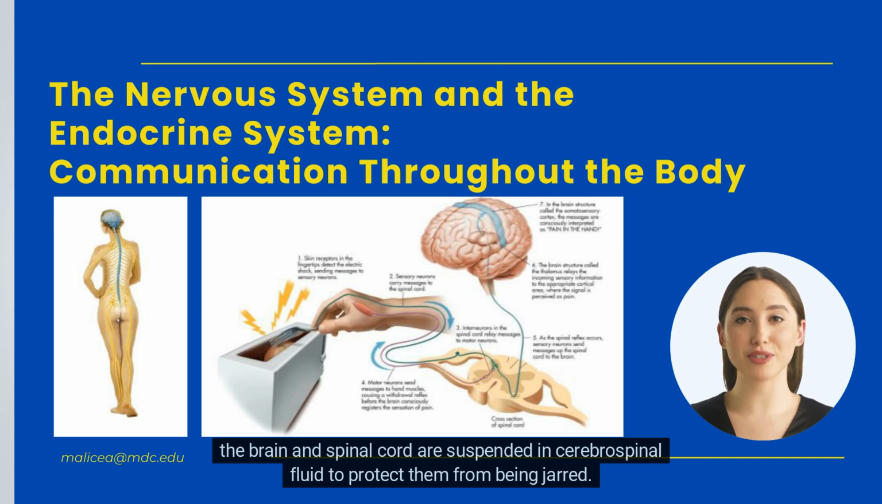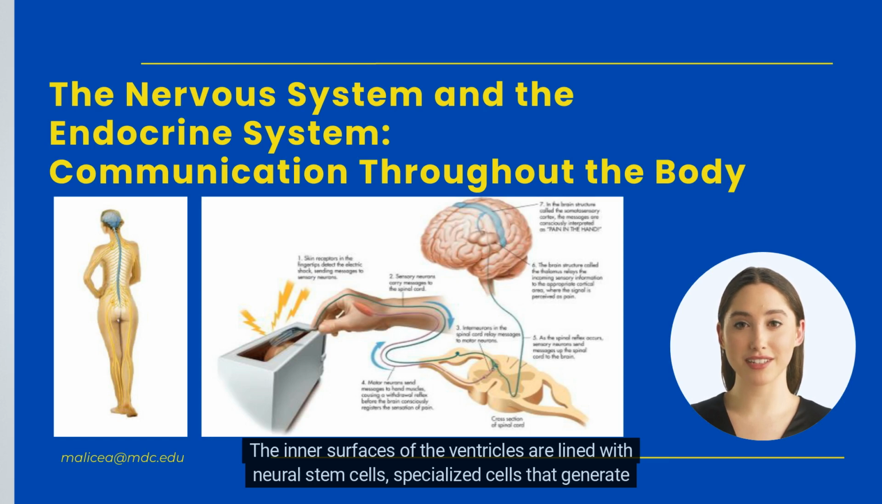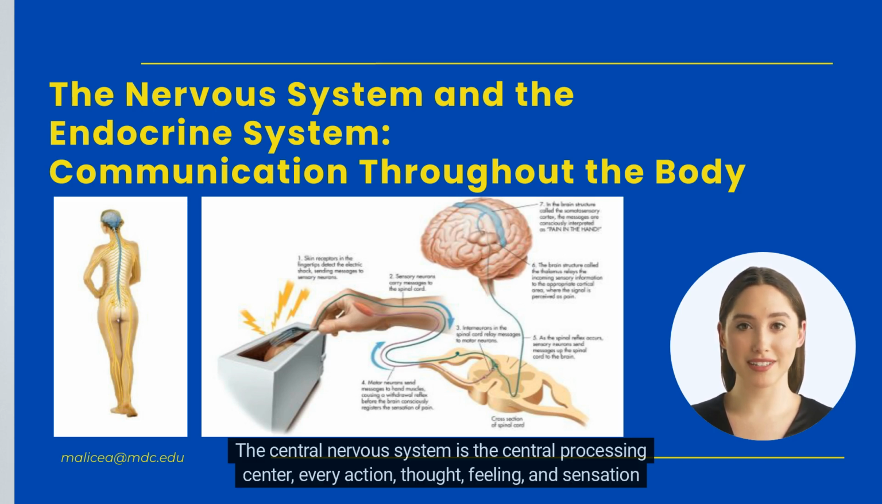The brain and spinal cord are suspended in cerebrospinal fluid to protect them from being jarred. Cerebrospinal fluid also fills 4 hollow cavities in the brain, called ventricles. The inner surfaces of the ventricles are lined with neural stem cells, specialized cells that generate neurons in the developing brain. The central nervous system is the central processing center.